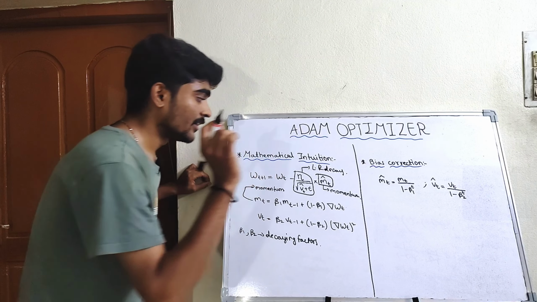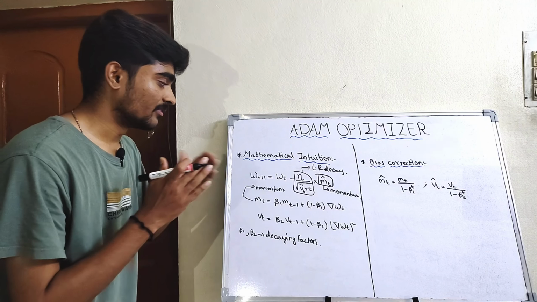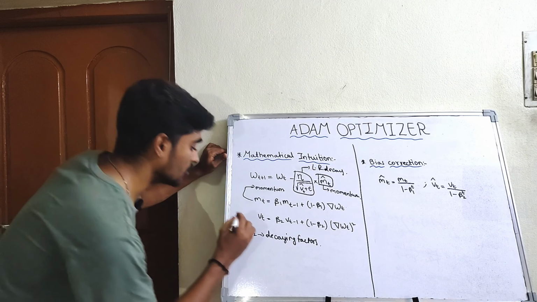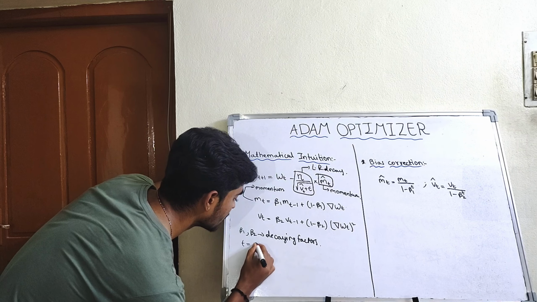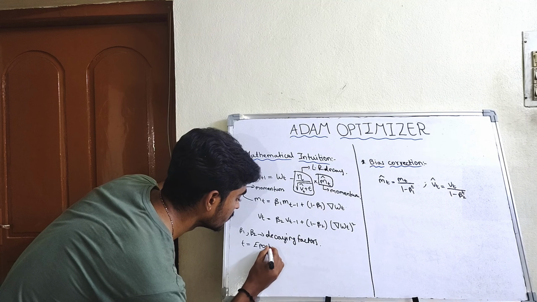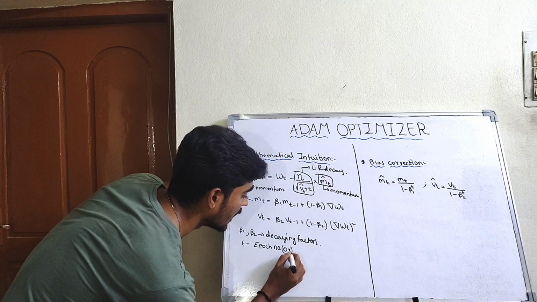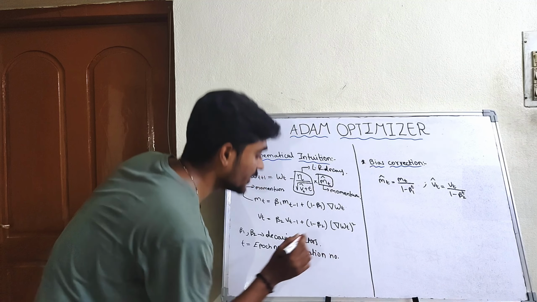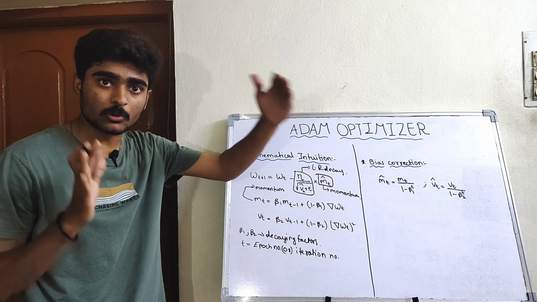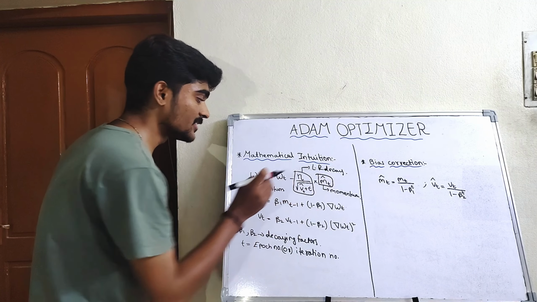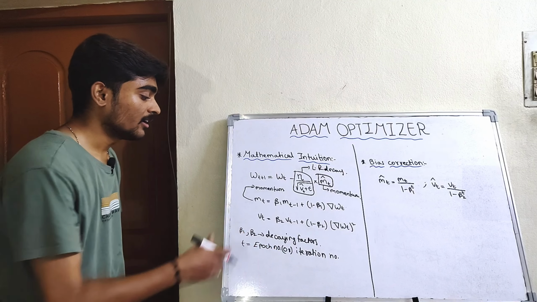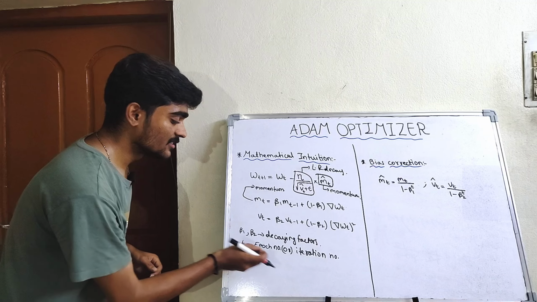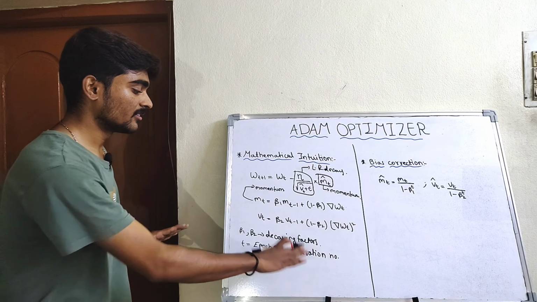Now you may have a doubt about what the values of t are and what the actual values of beta 1 and beta 2 are. This t represents the epoch number or iteration number. If you are proceeding with mini batches, if you are dividing the whole data set into mini batches, then t represents the iteration number. And if you are considering the whole data set as a single batch, then t represents the epoch number. This is the value of t.